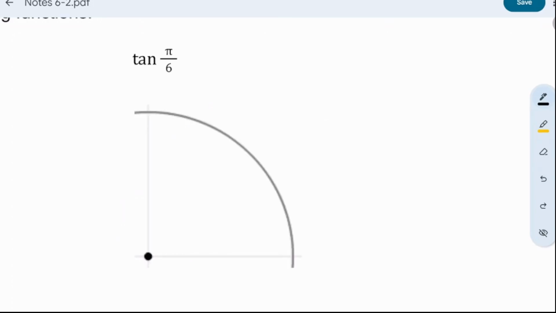Now, if they want me to find tangent of pi over 6, we can do this. What you have to know is what pi over 6 represents. It's a 30-degree angle, because the whole circle is 2 pi, half of the circle is pi, and half the circle is 180 degrees. So 180 divided by 6, that's a 30-degree angle. So we draw what we think is a 30-degree angle.